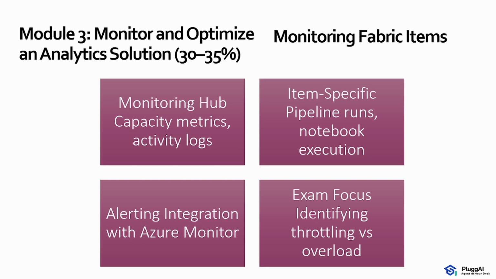Why central? Because in enterprise, you can't hop between items manually. Exam loves scenarios like identify why jobs are throttling. Check Monitoring Hub for CU consumption spikes or overload. Connect to Azure Monitor for custom alerts: failed runs, high duration, whatever. Tip: always enable diagnostic settings early. Common trap: thinking item-specific logs are enough. Nope, the Hub aggregates for an org-wide view.